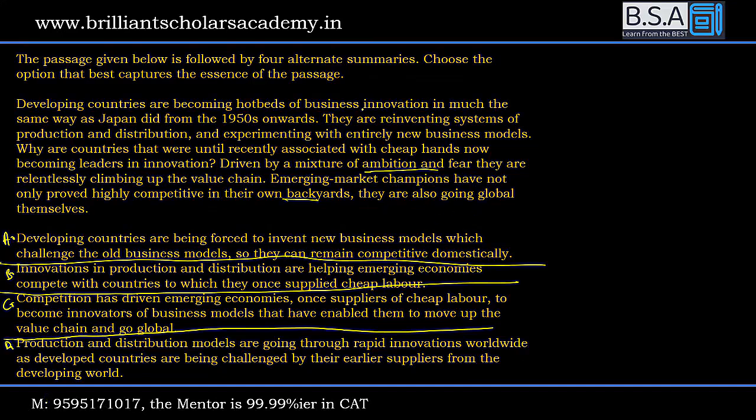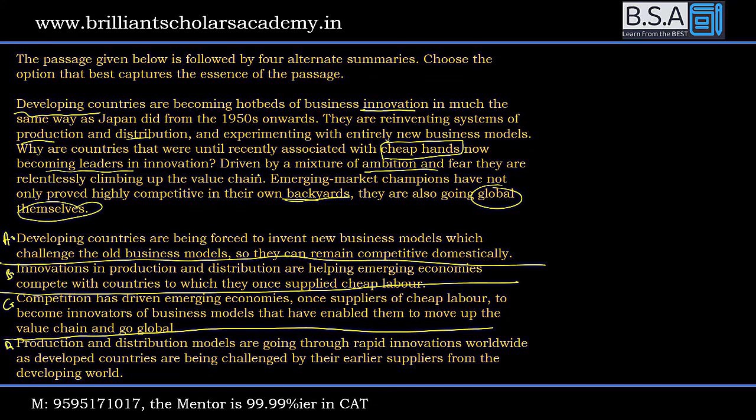क्या क्या पढ़ा हमने? Business innovation, who countries? Developing countries, and further innovation in what? Production and distribution. They are experimenting with new models. These countries were seen as cheap labor, cheap hands earlier. Now they are becoming leaders, not only in their own backyards, but they are going global also. So globally, they are seen as competition as well.